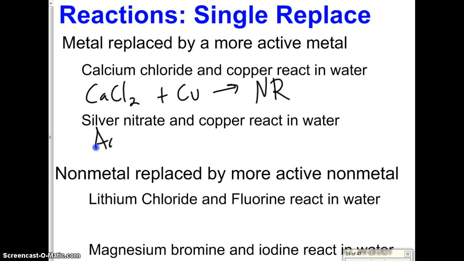So let's look at the next one, silver nitrate plus copper.